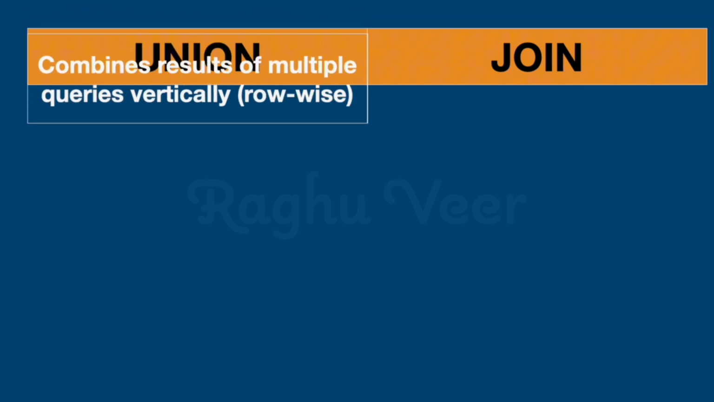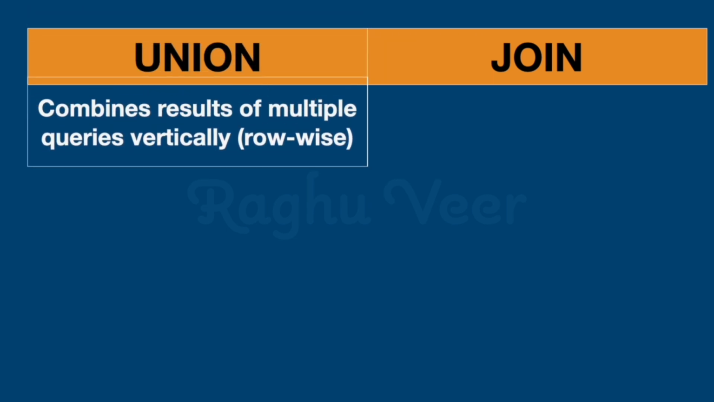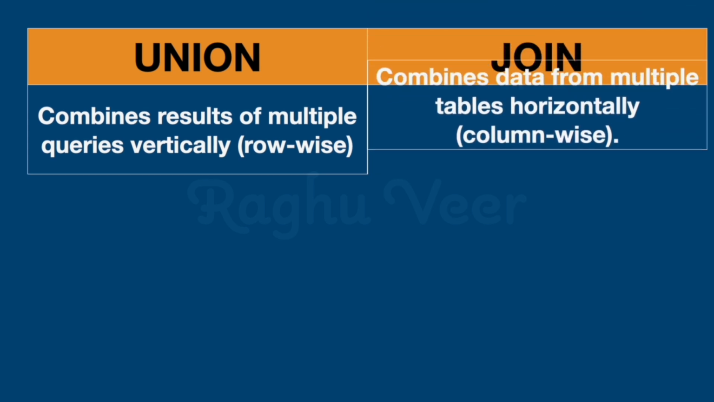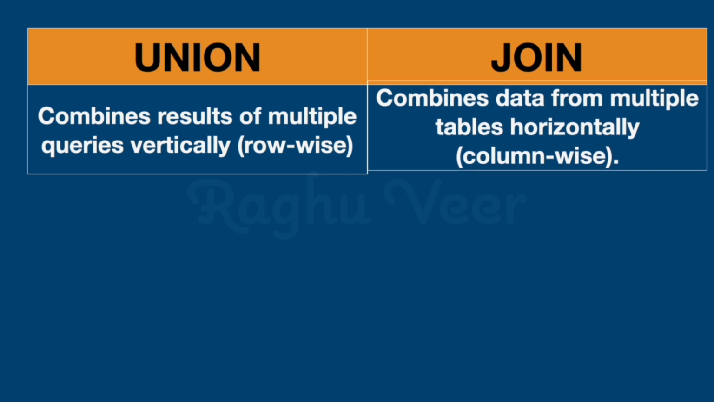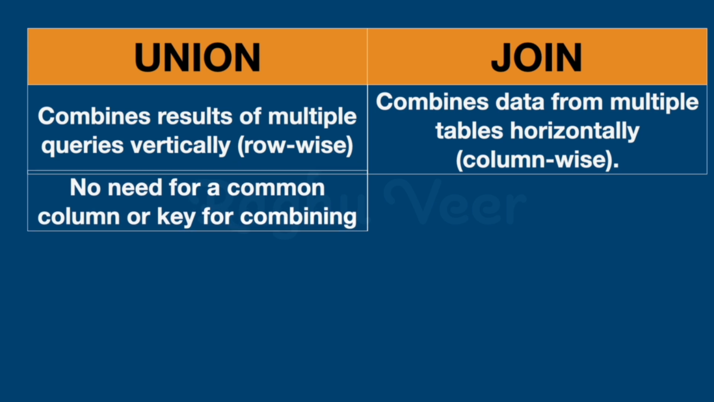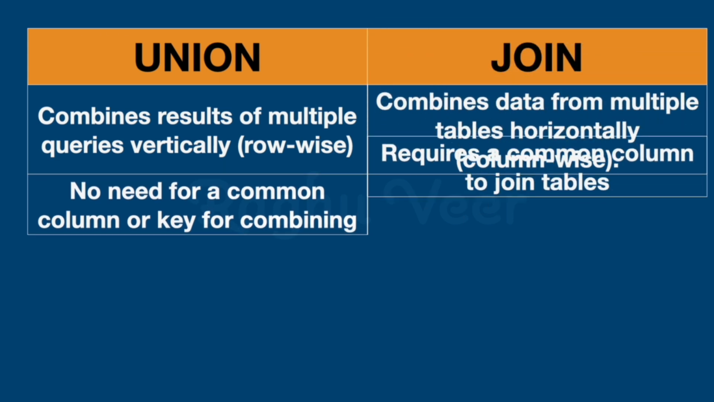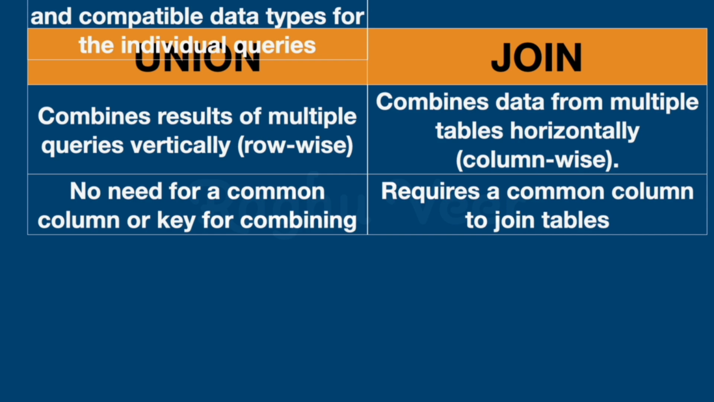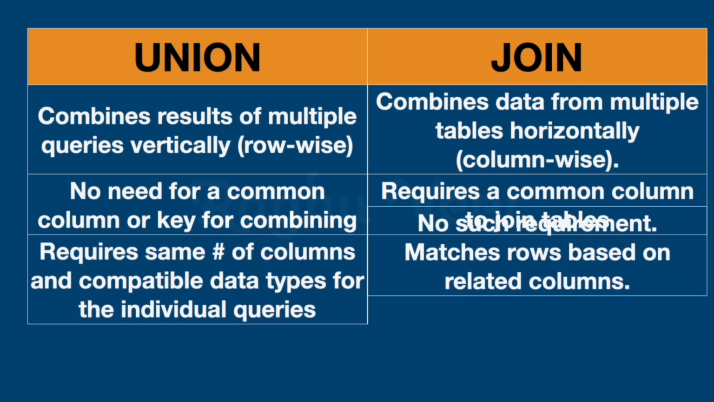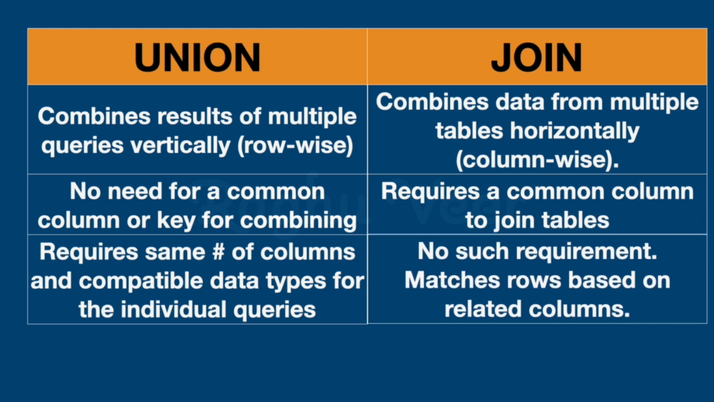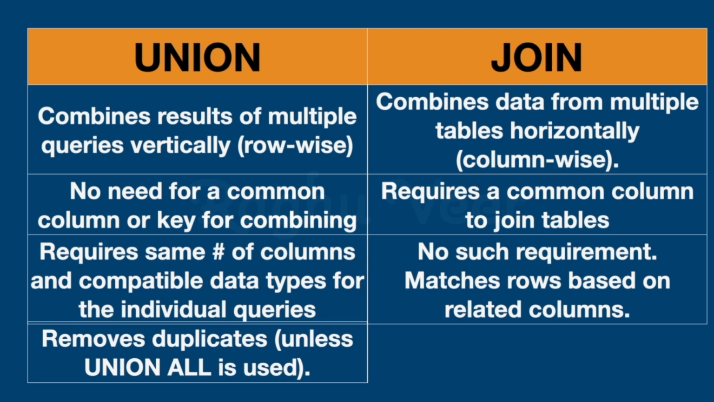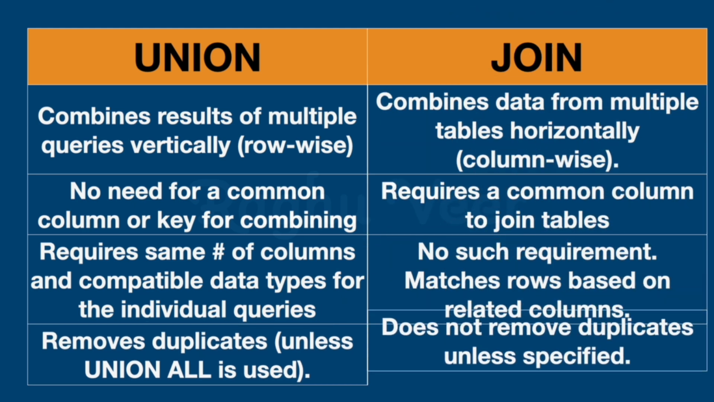Union combines results of multiple queries vertically or row-wise, whereas join combines data from multiple tables horizontally or column-wise. Union does not require a common key or common column to combine, whereas join requires a common column or common key. The number of columns should be the same for the combining datasets in union, whereas there is no such requirement in join. And finally, all the duplicate rows are removed by default when using union, and join does not remove duplicates by default.